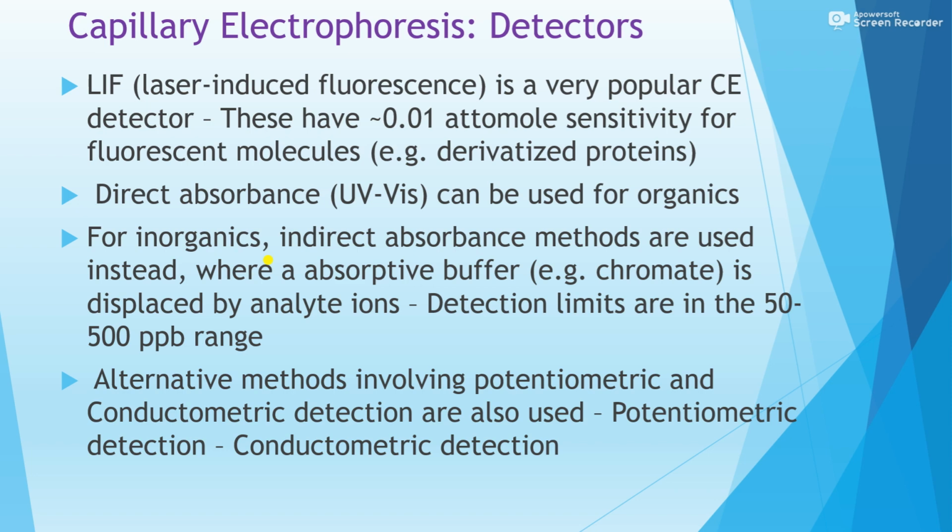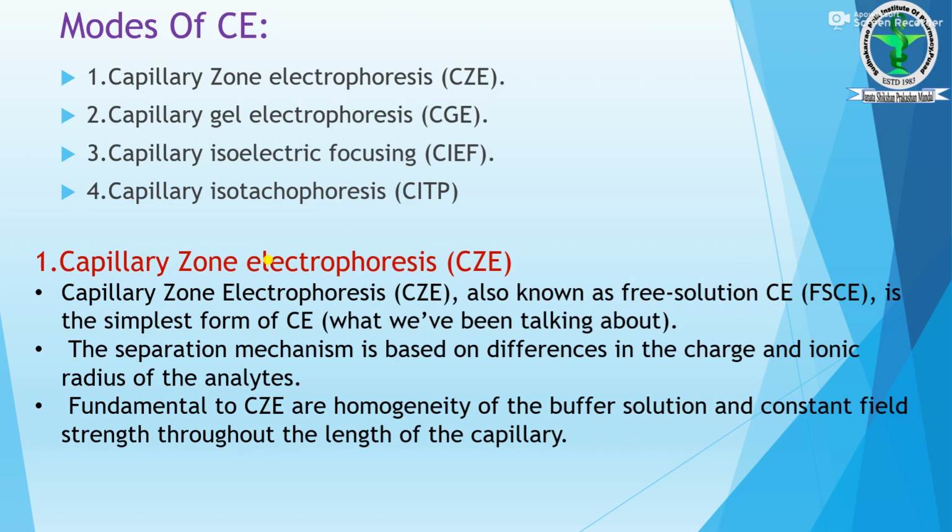For inorganic components, indirect absorbance methods are used. Instead of observing the analyte directly, in the observation buffer we use chromate, which is displaced by the analytes. Detection limits are in the 50 to 500 ppb range. Alternate methods involving potentiometric and conductometric detection are also used for identification. So these are the kinds of detectors that we are using.